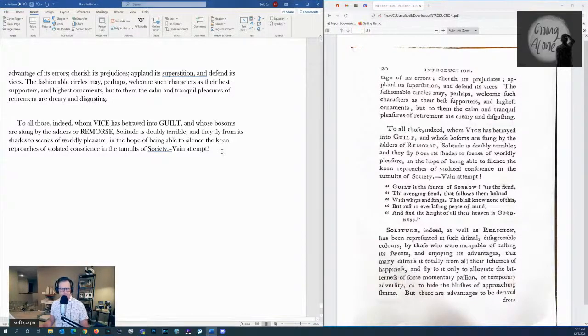Let's read this. To all those indeed whom vice has betrayed into guilt, and whose bosoms are stung by the adders of remorse, solitude is doubly terrible, and they fly from its shades to scenes of worldly pleasure in the hope of being able to silence the keen reproaches of violated conscience in the tumults of society. Vain attempt. Wow. Great.